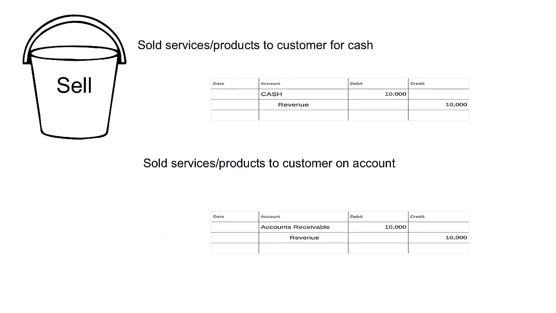What's happening with cash? You sold something to your customer, and what did you get? You got cash. So they're going to give you cash. So we need to increase cash. So cash is an asset. It's on the debit side of the accounting equation. So we increase it by debiting it. Well, now what's our credit going to be?